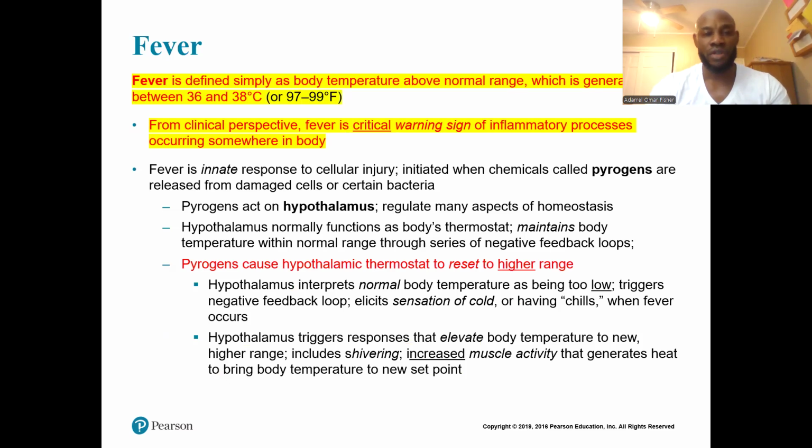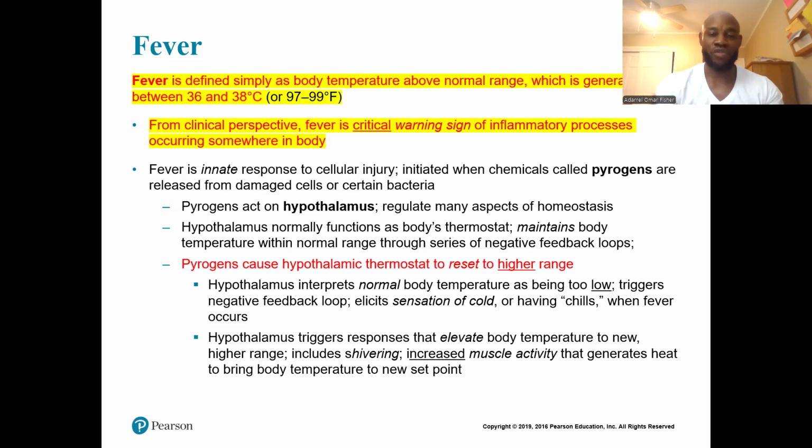A fever, a temperature that is above the normal range, is usually the sign of an inflammatory process somewhere in the body. It is part of our innate response, and happens when chemicals called pyrogens are released from damaged cells or certain bacteria. They act on the hypothalamus, which regulates many aspects of homeostasis.